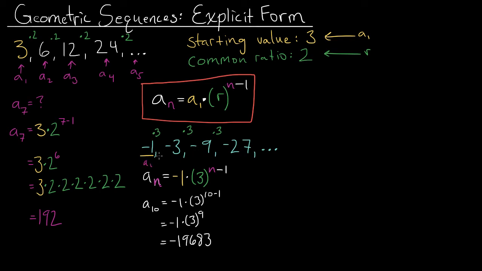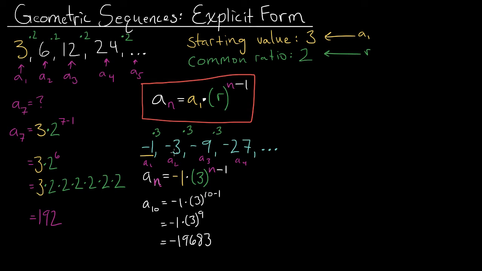So this is a sub 1 here, a sub 2, a sub 3, a sub 4, and so on and so forth. A sub 10, this term right here, is equal to negative 19,683. Let's do another one.